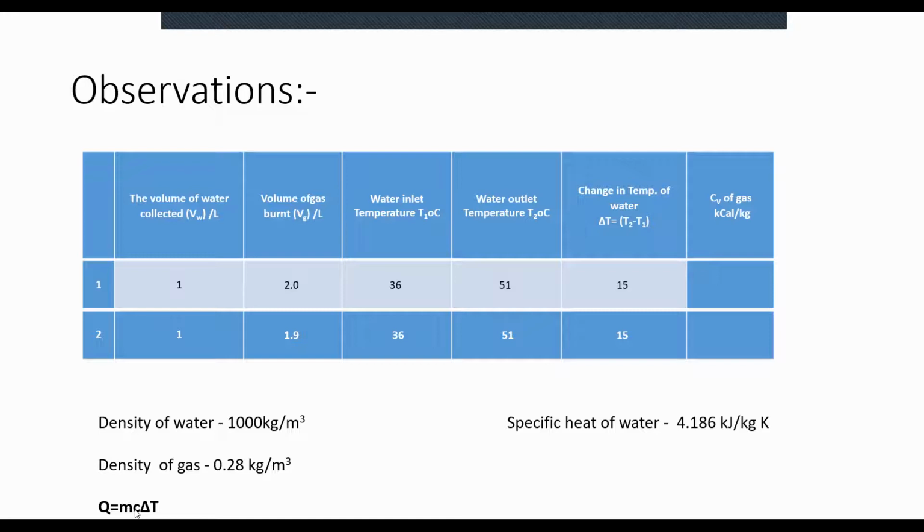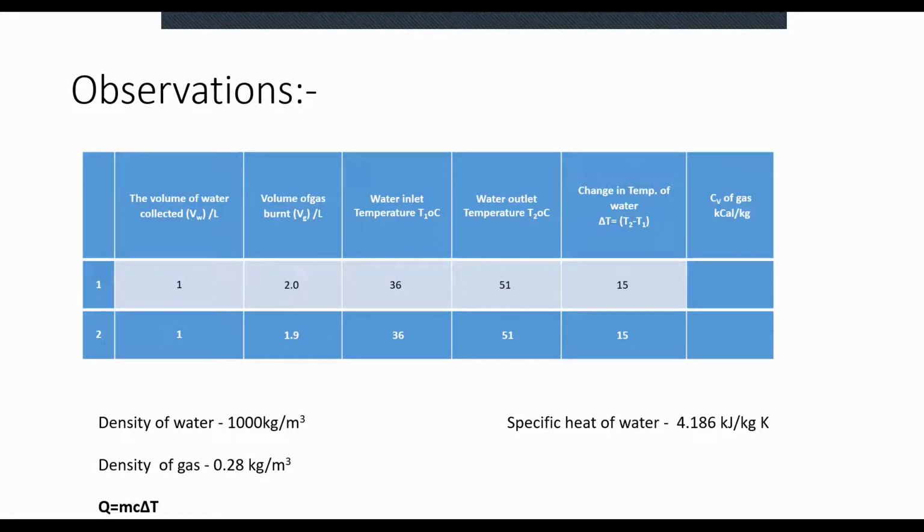And we know the C, the specific heat of water, that is 4.186, but it is in kilojoules, right? You have to remember that. And the delta T is 15. So you can calculate the Q, right? That means Q is how much energy is absorbed by this 1 liter of water. That is equal to how much energy is produced by burning this 2 liters of LPG gas, right?